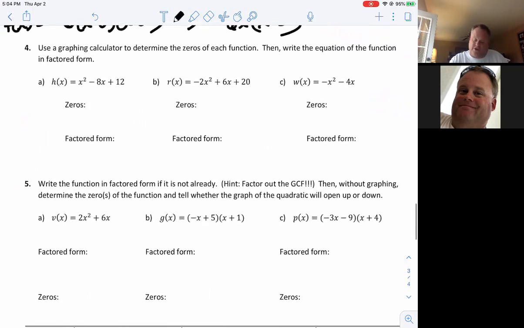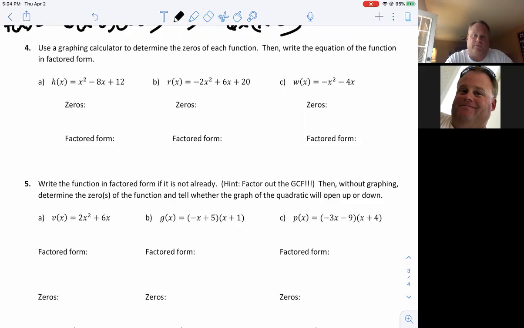Number 4, use a graphing calculator to determine the zeros of each function, then write the equation of the function in factor form. So I'm going to assume that you're going to do this, but here I'm going to help you with this a little bit, okay? Look at this. This is in standard form already. And you're going to put this into your calculator and find the zeros, right? You're going to find when y is equal to 0.